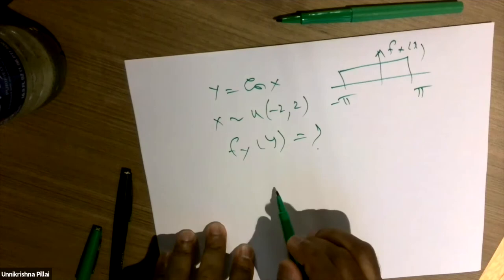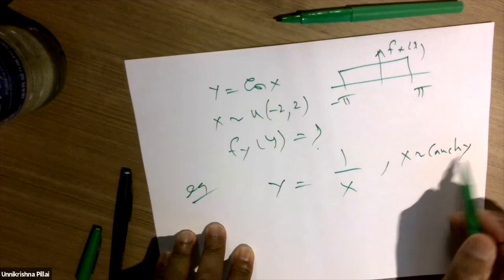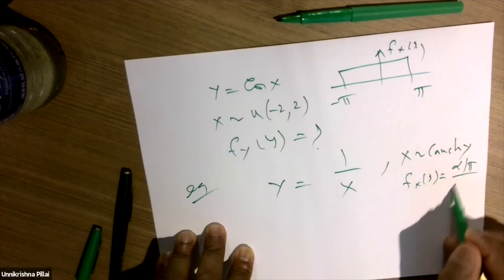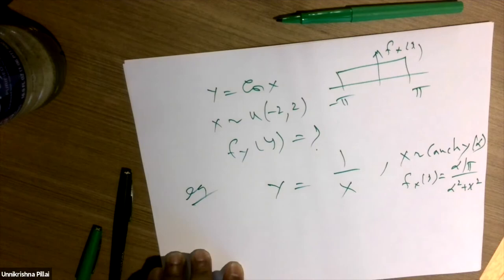So let's do this example. Y is 1 over X, but X is Cauchy. So fX is like this. Instead of 1, if you put alpha, that's called Cauchy with the parameter alpha. What we previously had was Cauchy with 1. So let's do this problem.